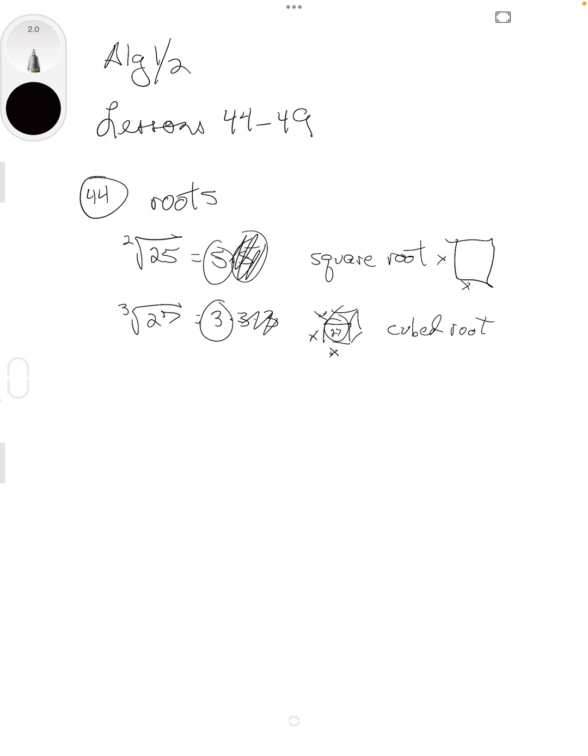The square root, put a little 2 up there. They don't normally put the 2, they just leave it blank because everybody knows that if nothing's there, that means it's squared. There's also things like the fourth root or the fifth root. We only give them weird number names like square and cube for 2 and 3. Otherwise, it's the fourth root, the fifth root.